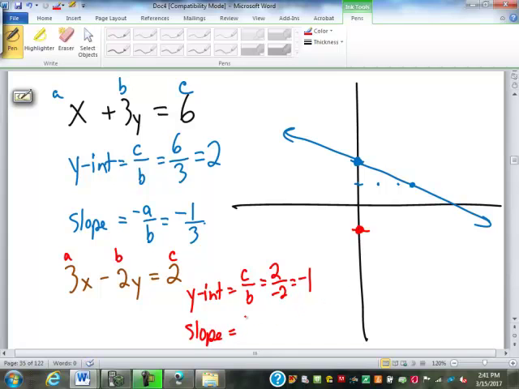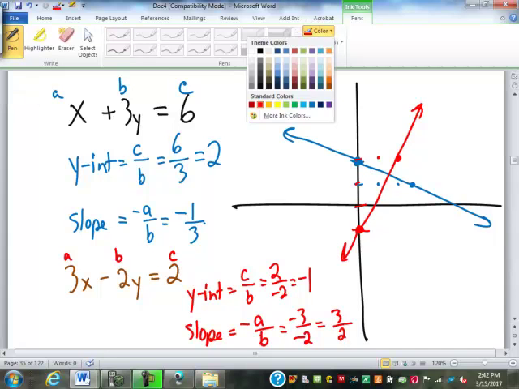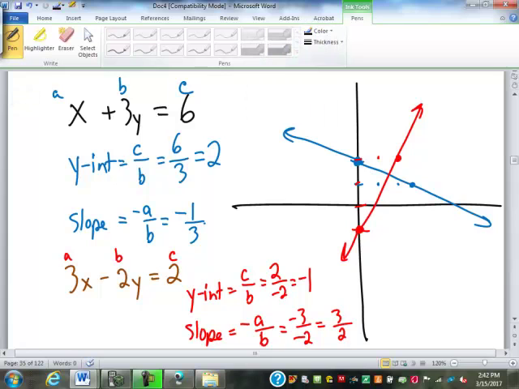Our slope, opposite of A over B, or negative A over B. A is 3, so negative A is negative 3. B is negative 2. So that's a slope of a positive 3 over 2. From this point, where do we go? Up 3 over 2. Very good. So there's our line. So you can see there are all sorts of relationships between these different types of equations and their different forms.